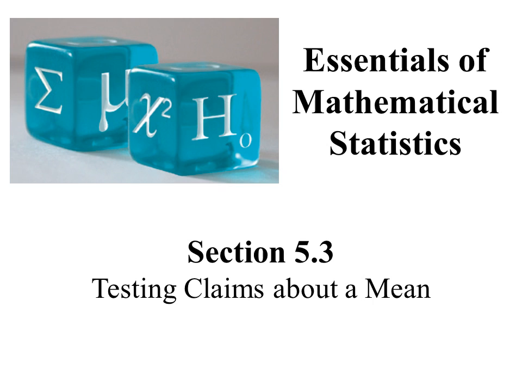The biggest difference is that in this section we're going to be testing claims about a mean, whereas in section 5.2 we tested claims about a population proportion. The basic steps are the same, the terminology is the same. Just that here we're going to be working with means rather than proportions.